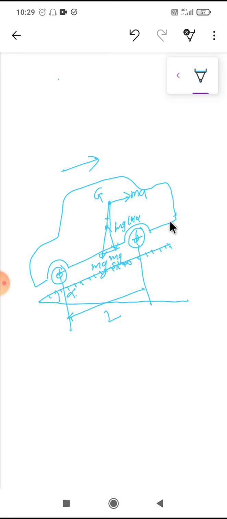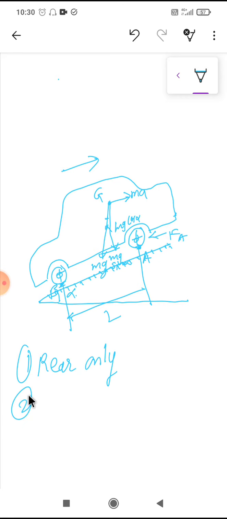Now the friction force acting here on the contact will be fa. So this point I am calling as A, and this point as B. Now in a four-wheel drive moving vehicle, the brakes may be applied to the rear wheels only, meaning these back wheels. Second, front wheels only, meaning these front wheels only. And third, all the wheels.